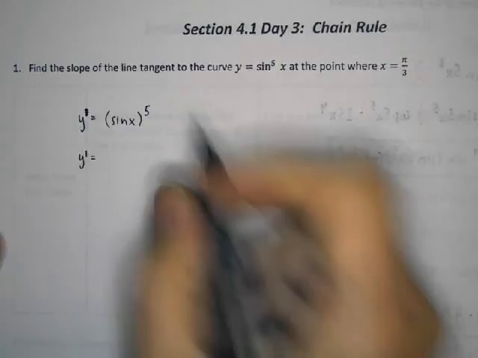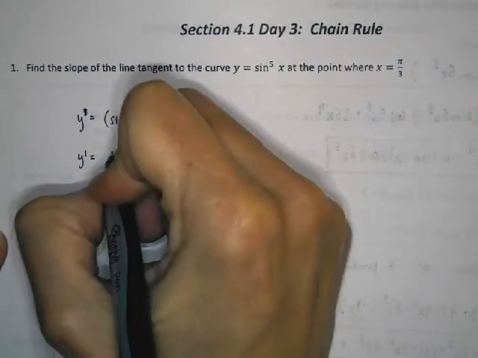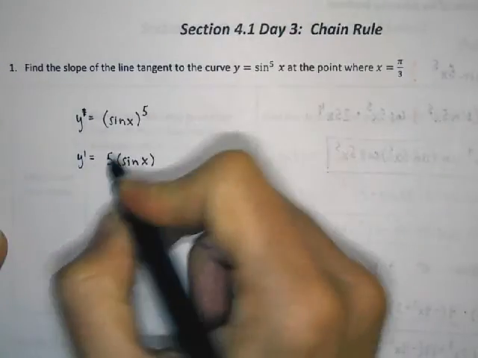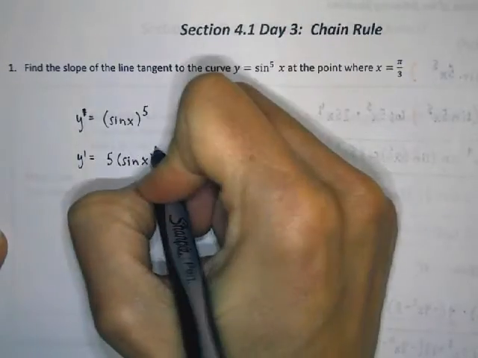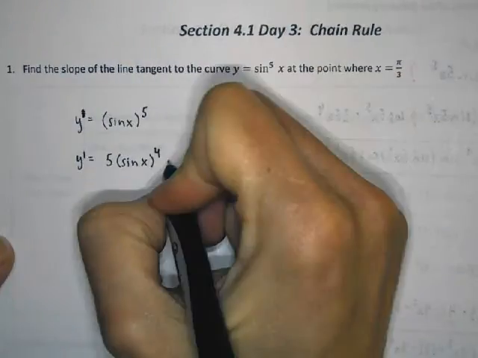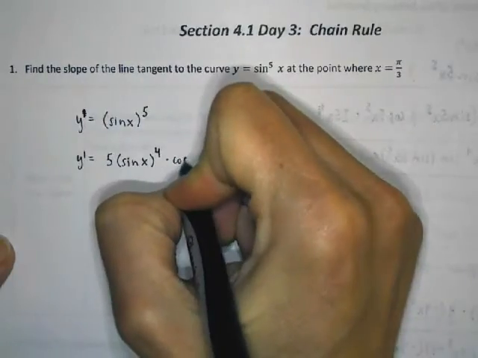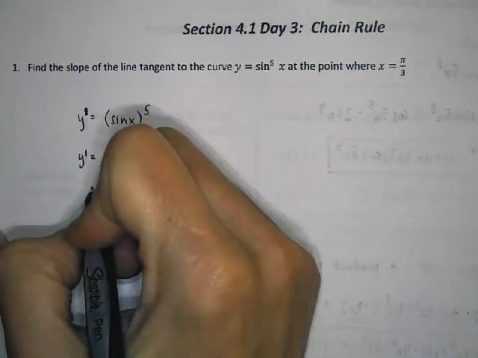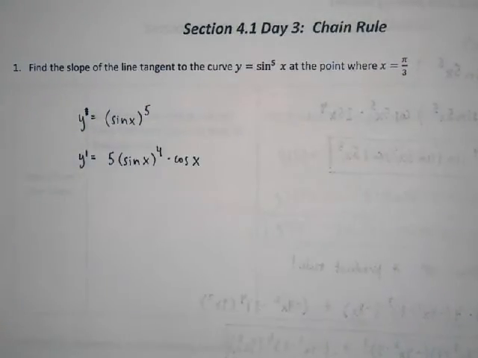So now if I differentiate, the first thing I'm going to take care of is my power rule. And remember, our inside is going to stay the same, so I have 5 times sine of x to the fourth power. And then I'm going to multiply by the derivative of sine x, which is cosine of x. I'm not going to worry about simplifying that.